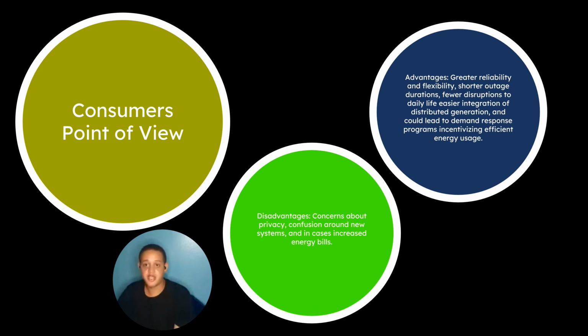Distribution automation provides customers with greater reliability and flexibility. Shorter outage durations and improved load management mean fewer disruptions to their daily life. Smart meters and demand response programs can help consumers save on their energy bills by incentivizing efficient energy usage during off-peak hours. Moreover, the integration of renewable energy sources can lead to cleaner and more sustainable electric generation.